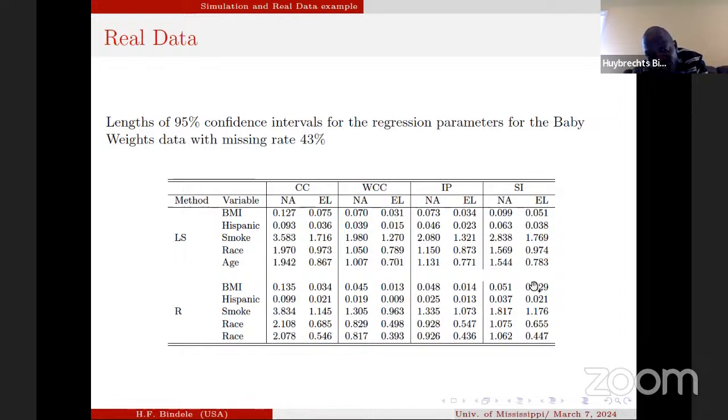We have three different approaches: the complete case, the weighted complete case, and the imputation for the last two. If you go through the numbers, you will see that we did gain something. You will see that the complete case analysis is missing something, and whenever you compare them, you will see that the imputation has helped to correct that.